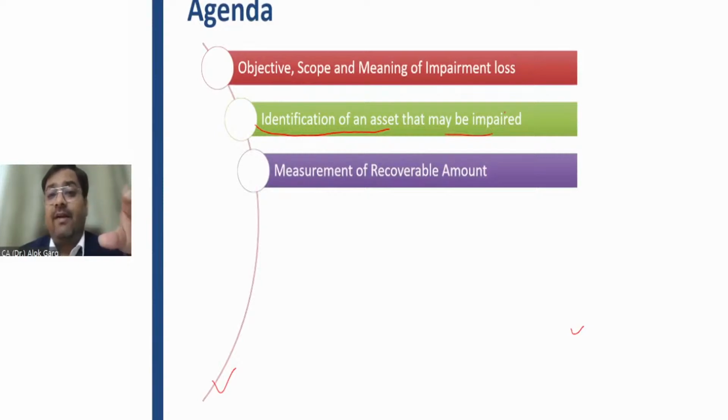Once you have identified the asset that may be impaired, you have to measure the recoverable amount. What is meant by recoverable amount? The amount which can be recovered from that asset, right? So recoverable amount is your fair value, market value, or value in use. We'll talk about these terms as well.